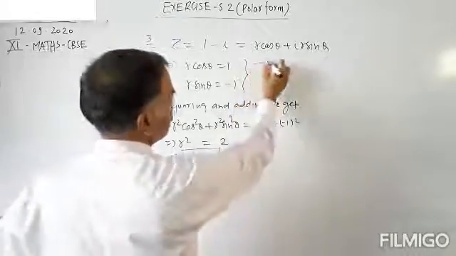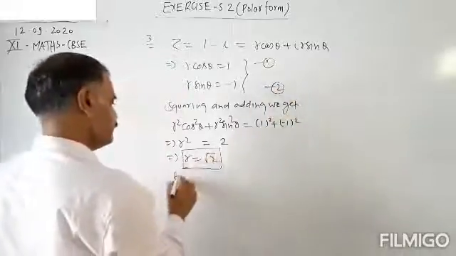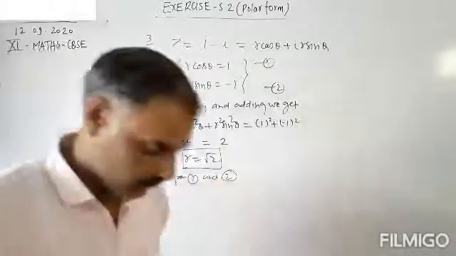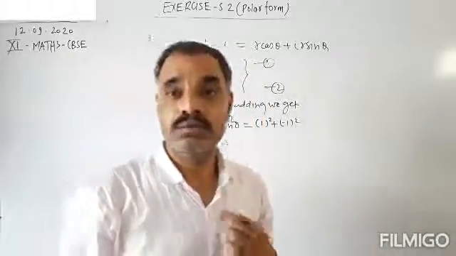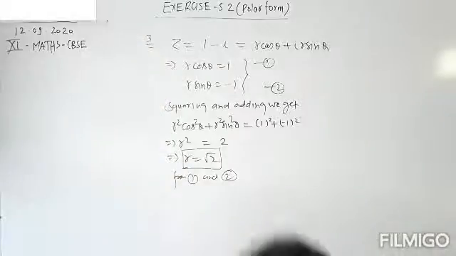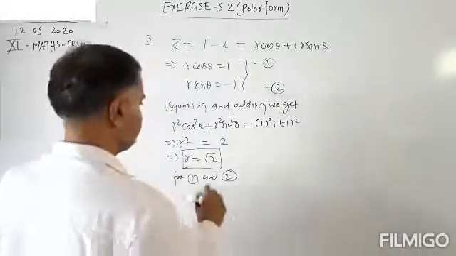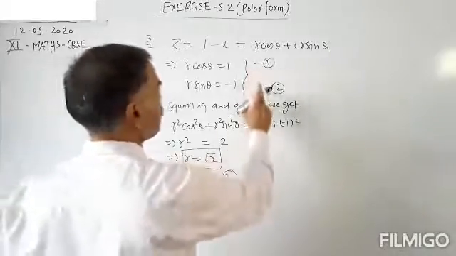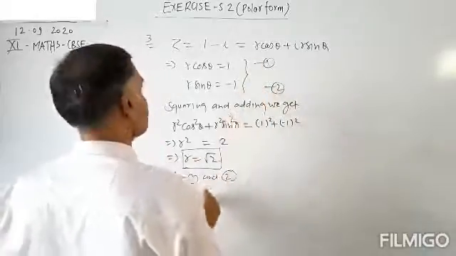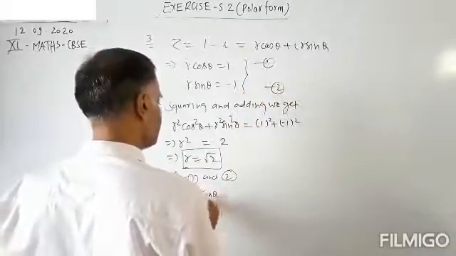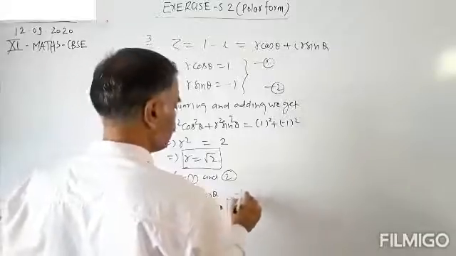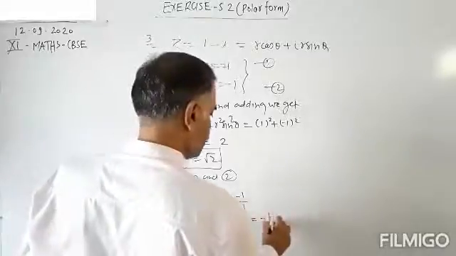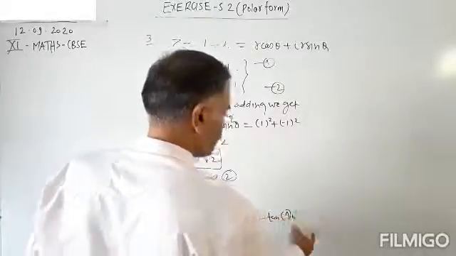Now from the first and second, we are finding the amplitude of the complex number. r is equal to under root 2. Now dividing second by first, we have r sin theta upon r cos theta equals minus 1 upon 1. So tan theta equals minus 1, equals minus tan pi by 4.